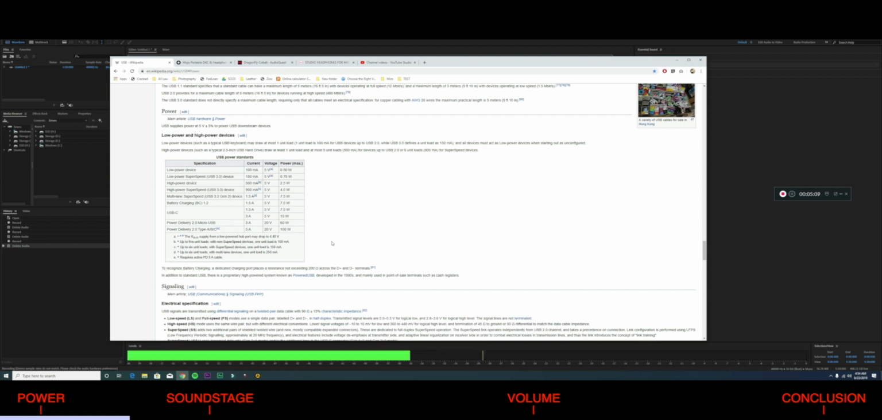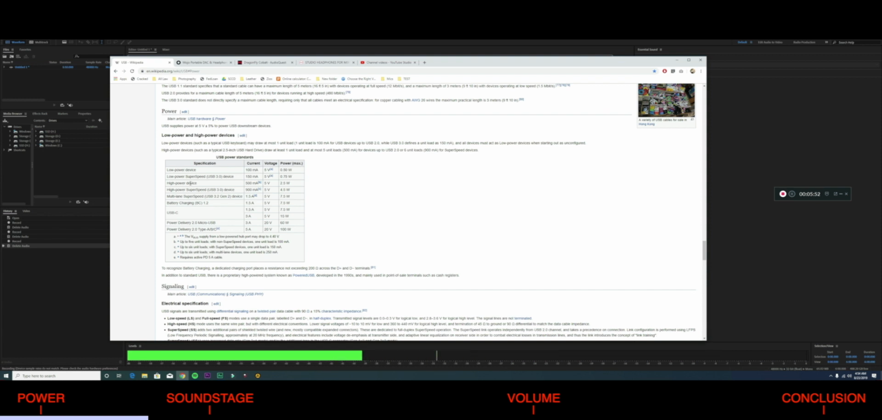High-power devices, such as a typical 2.5-inch USB hard drive, draw at least one unit load and at most 5 unit loads, which is 500 milliamps, right? At USB 2.0, you have 100, and then 5 times that is 500. For devices up to USB 2.0, or 6 unit loads or 900 milliamps for super speed devices. Now, super speed devices, we're talking about USB 3.0. The Wikipedia page also has this USB power standards chart, which gets current, voltage, and then power output. What we have here is a basic breakdown of how much power output you could theoretically expect.